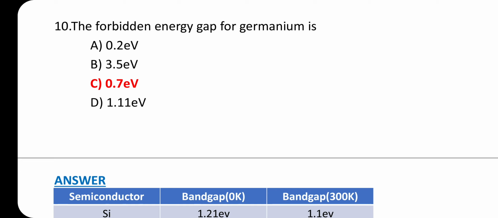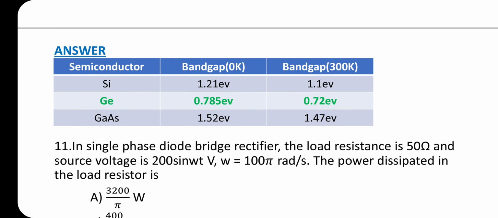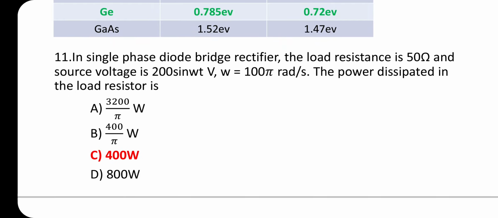10. The forbidden energy gap of germanium is, answer is option C, 0.7 electron volt. Semiconductor, band gap at 0 Kelvin and band gap at 300 Kelvin. For silicon, band gap is 1.21 electron volt and at 300 Kelvin band gap is 1.1 electron volt. For germanium, band gap is 0.785 electron volt and at 300 Kelvin band gap is 0.72 electron volt. Gallium arsenide, band gap at 0 Kelvin is 1.52 electron volt and band gap at 300 Kelvin is 1.47 electron volt. Learn these values by heart.